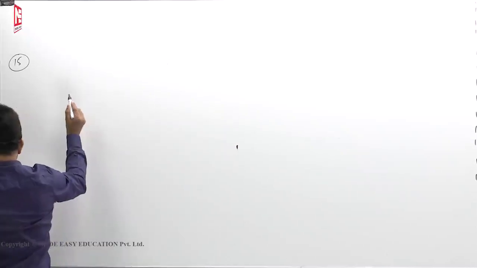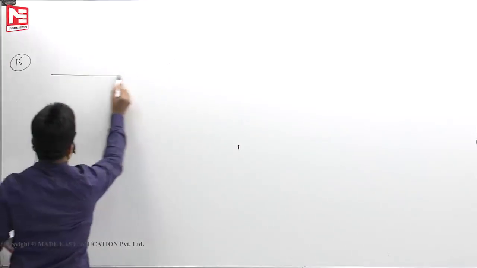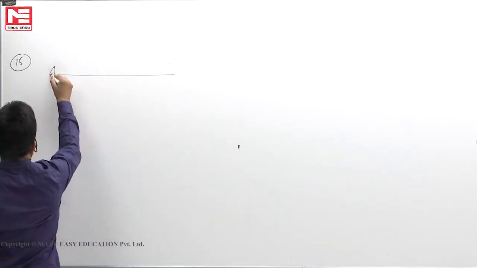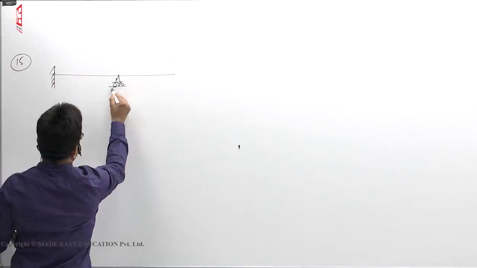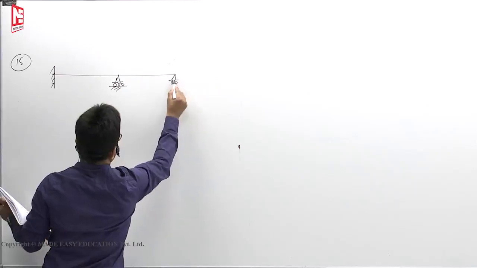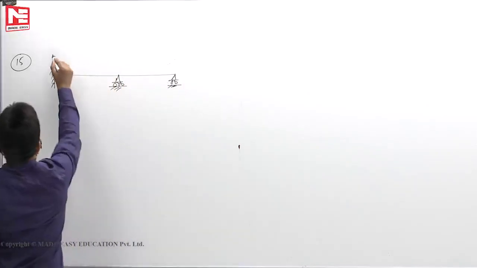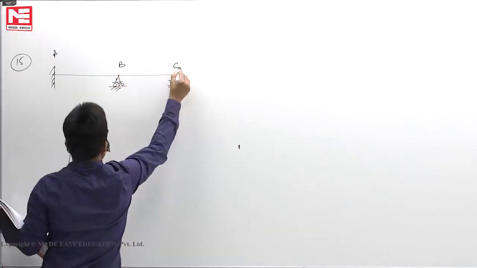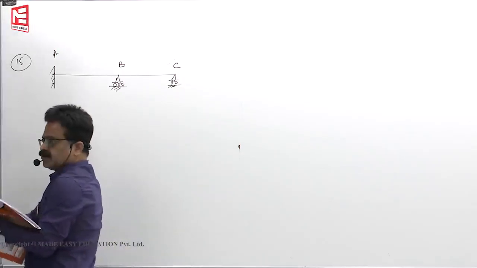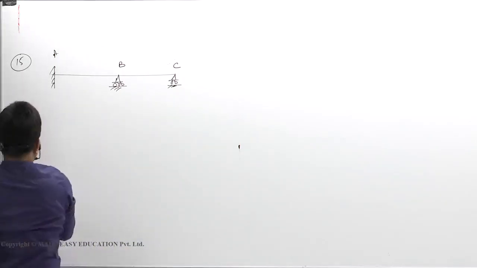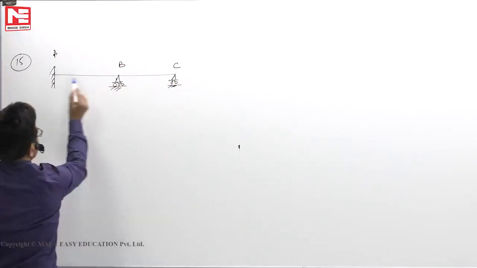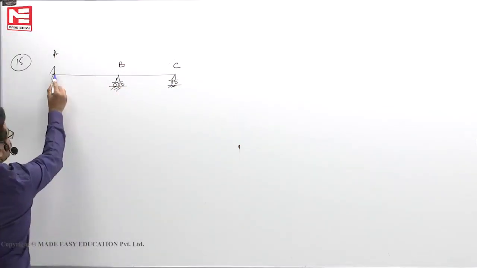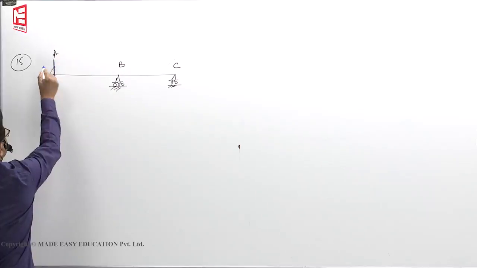15th one. ILD for vertical reaction at A. This is the problem. A, B, C. Now, what is ILD for vertical reaction at A? Without removing the supports at B and C, without removing the fixed end moment, lift it by 1.